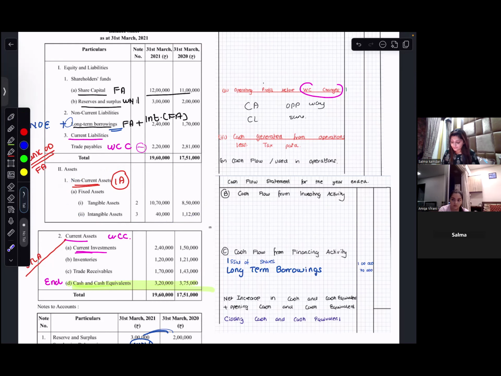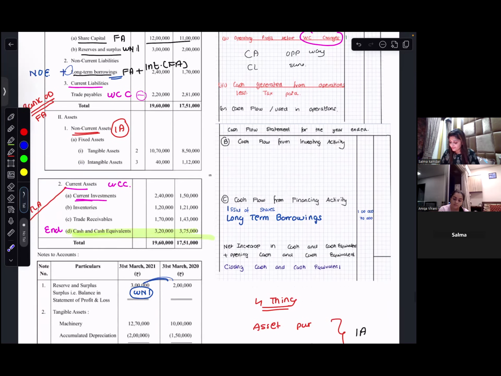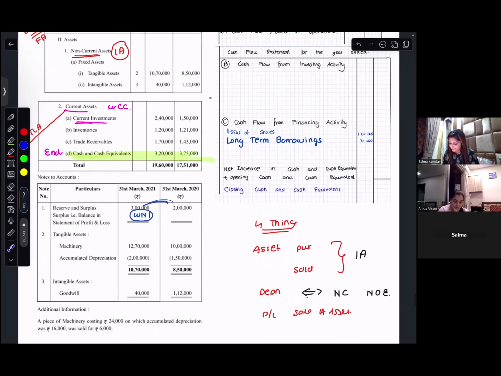Investing activities. I have investing activities and I have this table over here, which is my notes to account. Whenever I have assets, four things you should always consider. What are the four things? Assets purchased, sold, depreciation, and profit or loss on the sold assets. You should never forget this. You should go and hunt for it.